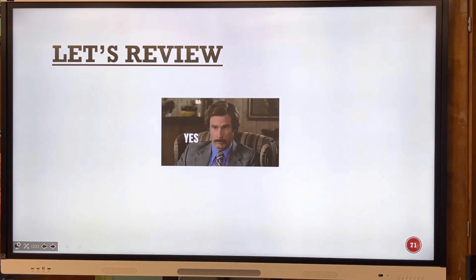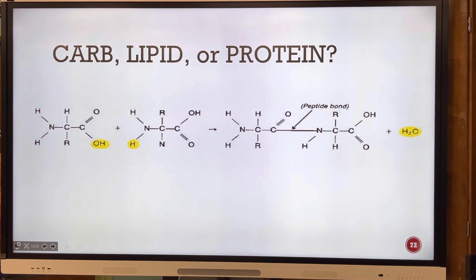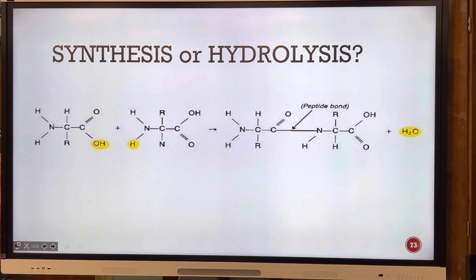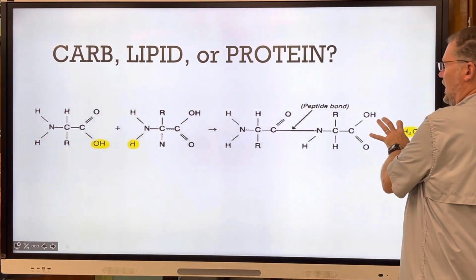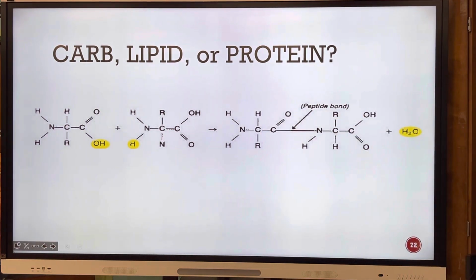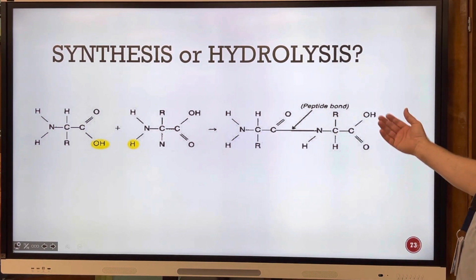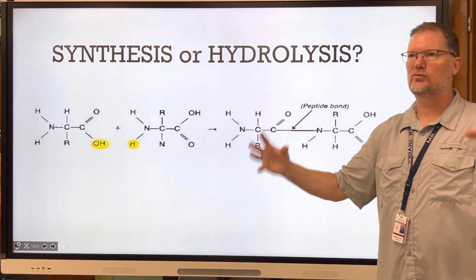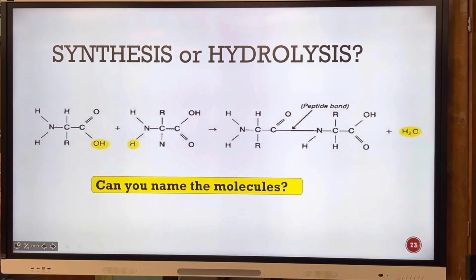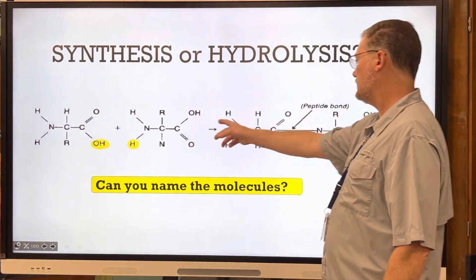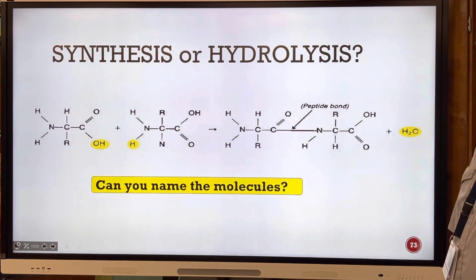So let's review. Carbohydrate, lipid, or protein? Which one is it? It is a protein. These are amino acids, and this is dehydration synthesis with a peptide bond. Synthesis or hydrolysis? I said it was synthesis because you're putting 2 smaller pieces together to make a larger piece. And the molecules would be, again, amino acid, dipeptide. I kind of gave that one away to you.